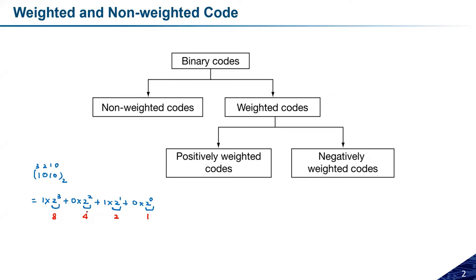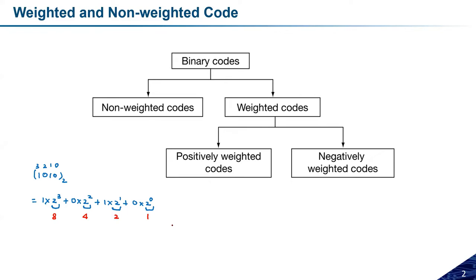Now, if we talk about weighted codes, we can have two kinds: positive weighted codes or negative weighted codes. If you see here, the weights are 8, 4, 2, and 1. All the weights are positive, so we can call this a positive weighted code. There could also be some codes where the weight of a digit is negative. For example, if the weight of this bit is minus 2, we can consider this a negative weighted code. I will explain in more detail later on.